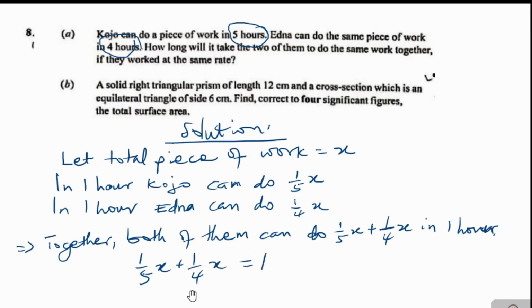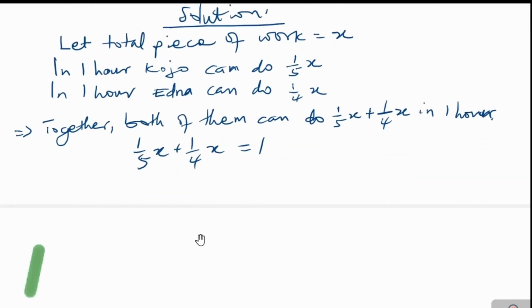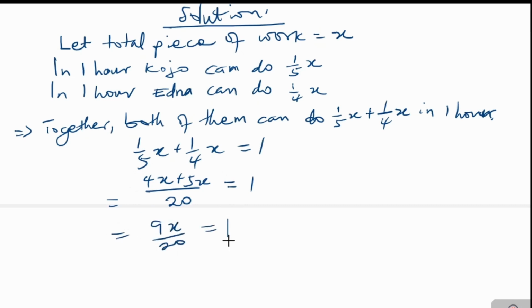Since we are adding, it will be easy for us to find the LCM, and the LCM for 4 and 5 is 20. So 5 will go into 20 4 times, 4 times 1x is 4x, plus 4 will go into 20 5 times, 5 times 1x is 5x. 4x plus 5x equal to 9x over 20 equal to 1.